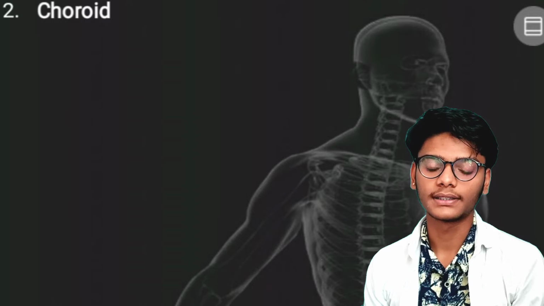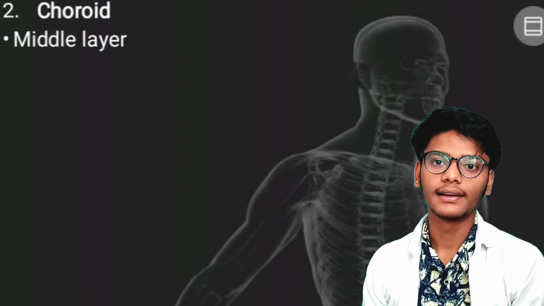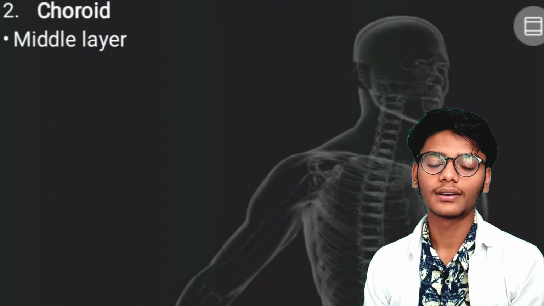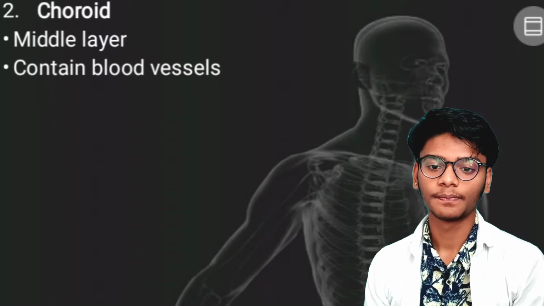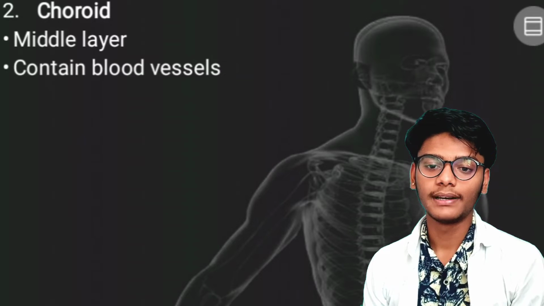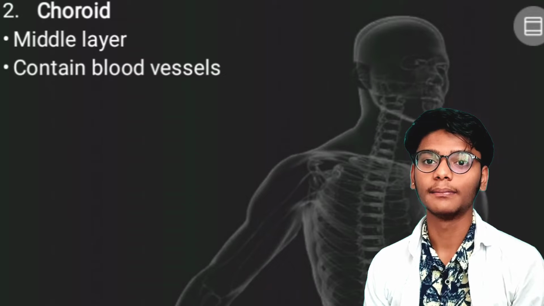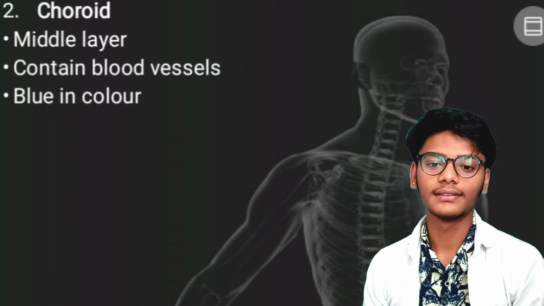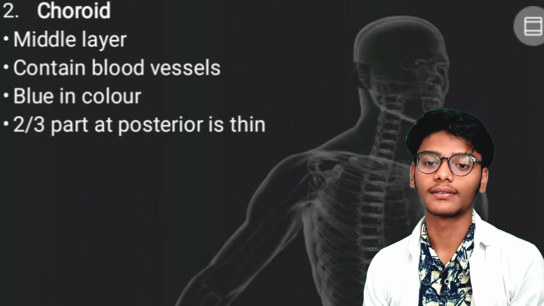So let us move to the next layer, the choroid, the middle layer. In the eye, the outer layer is sclera and the middle layer is choroid. It contains blood vessels. This is important. The sclera is white in color, and the choroid is blue in color.